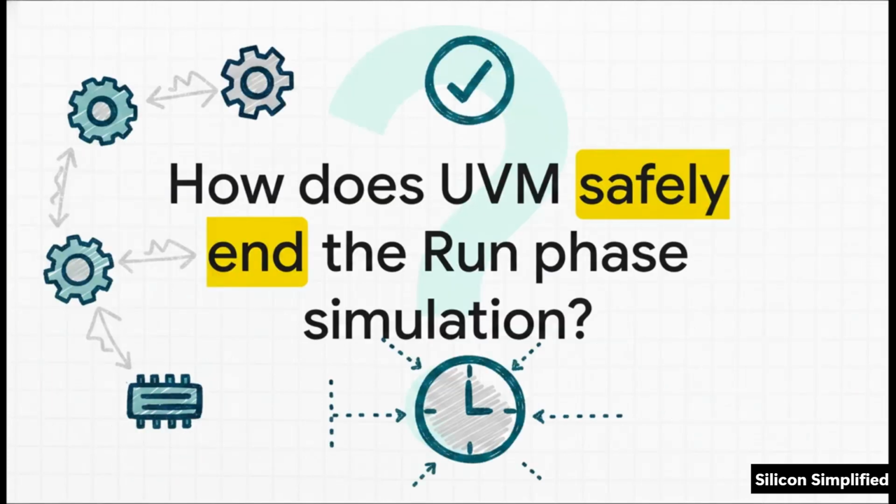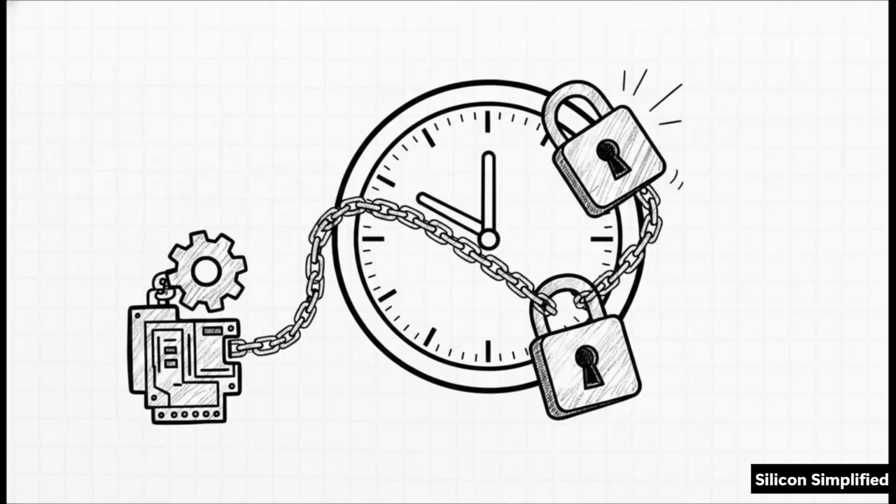But this brings up a really interesting problem. During that time-consuming run phase, tests are executing in parallel across all these different components. So how does the system actually know when everyone is finished and it's time to safely end the simulation? To solve this, UVM uses this fantastic concept called the phase objection mechanism. You can think of it like a collective lock on the simulation clock.